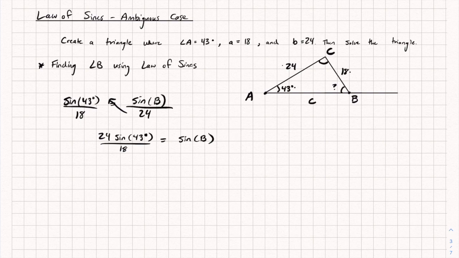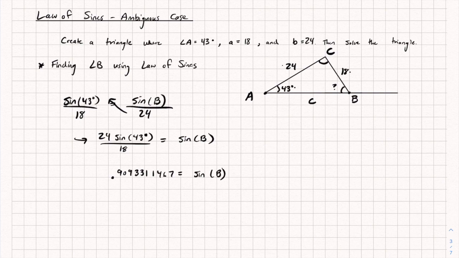Now, to make sure that you've got everything right in your calculator, I am going to go ahead and figure out what this decimal is. This comes out to be roughly 0.909331147. This decimal is equal to sine of B.